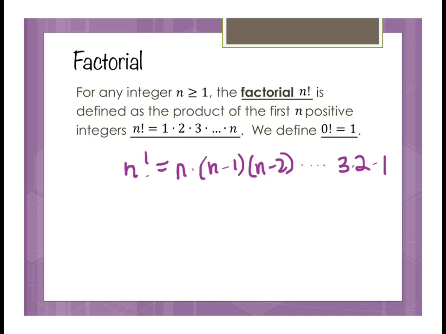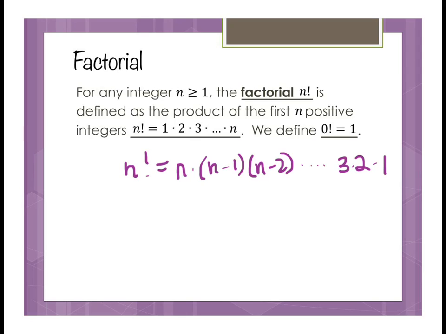And in order to make everything work out well, we actually need a definition for what 0 factorial means, because obviously we can't do 0 factorial that way. It's not a natural number. And so we define 0 factorial to be the value of 1.